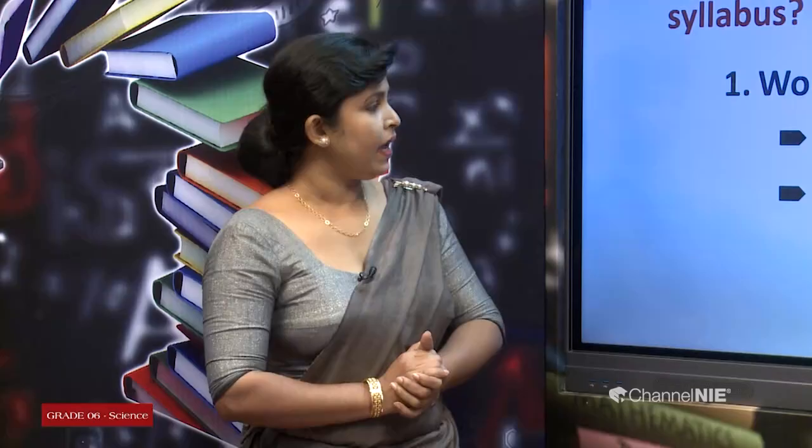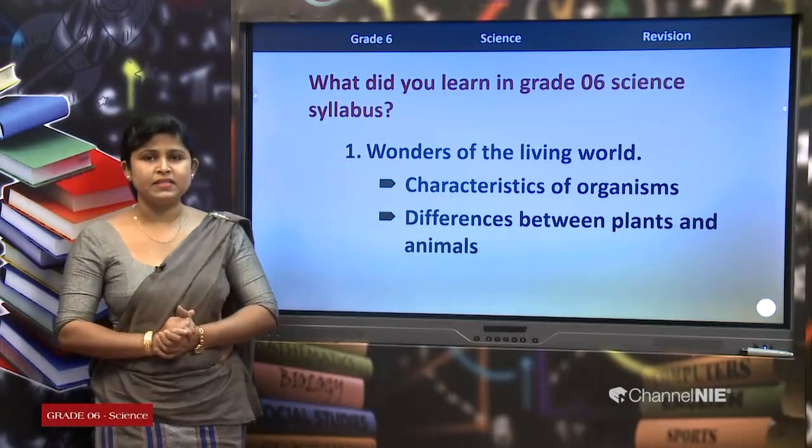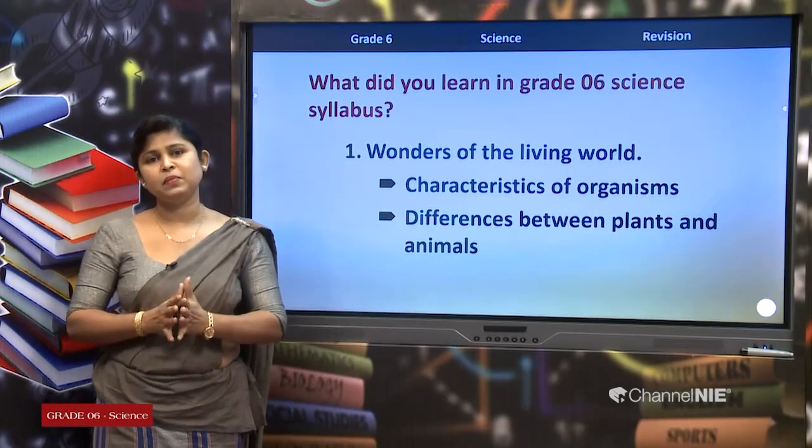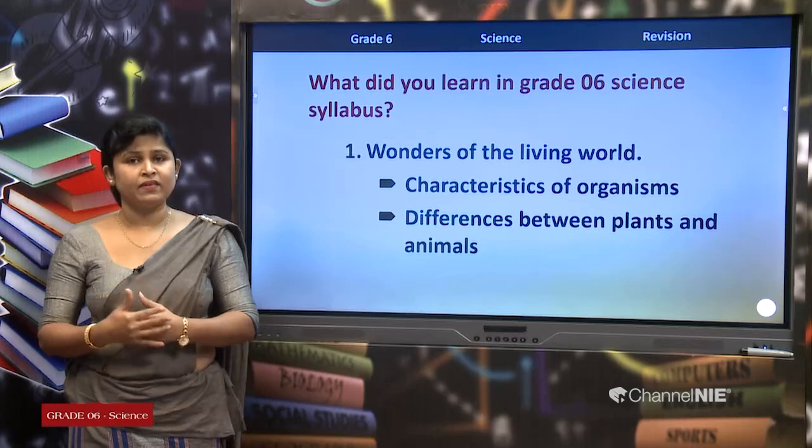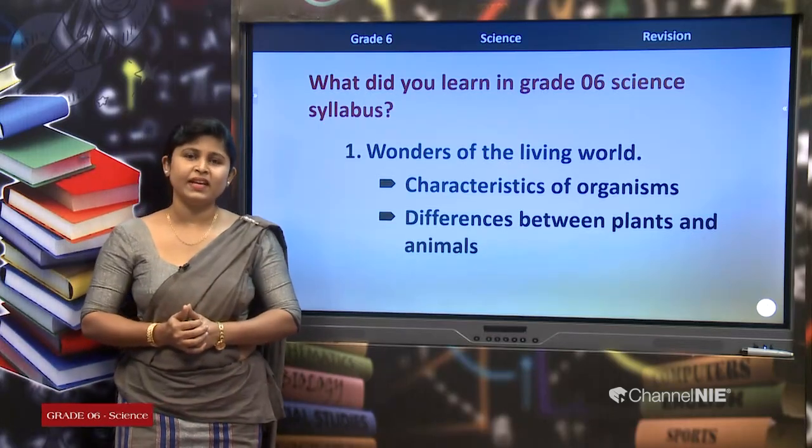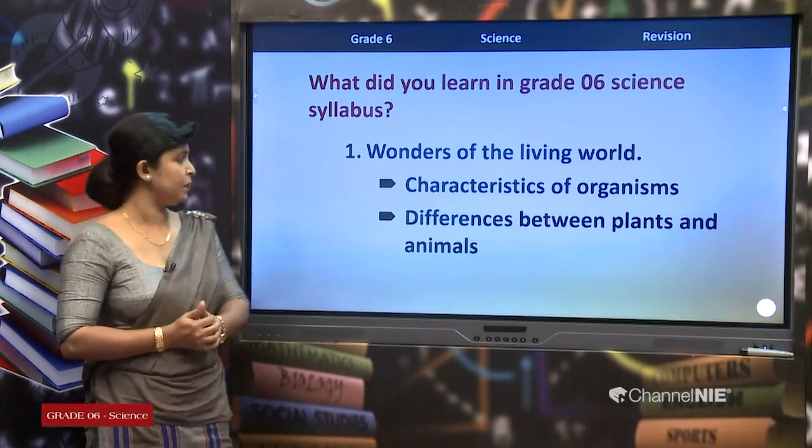Especially, we emphasize plants and animals in this unit, and the differences between plants and animals. What are the differences between plants and animals? What are the characteristics of plants and what are the characteristics of animals?